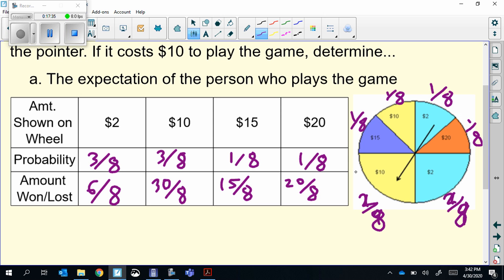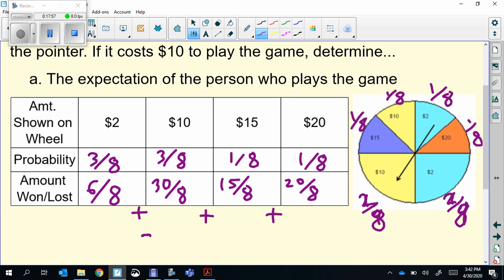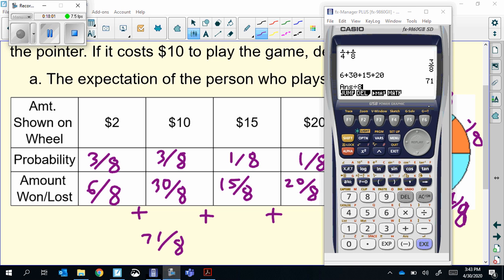So if you play the game, you are expected to add all of these up. If you play, you expect to get this much. So that's all over 8, so let's just add the numerators: 6 plus 30 plus 15 plus 20, 71. So we'll do 71 divided by 8. That'll be 8.875.